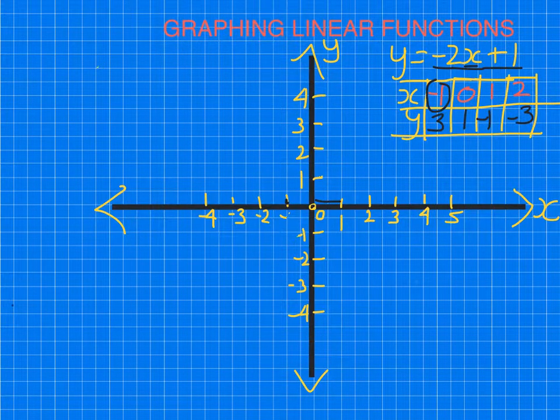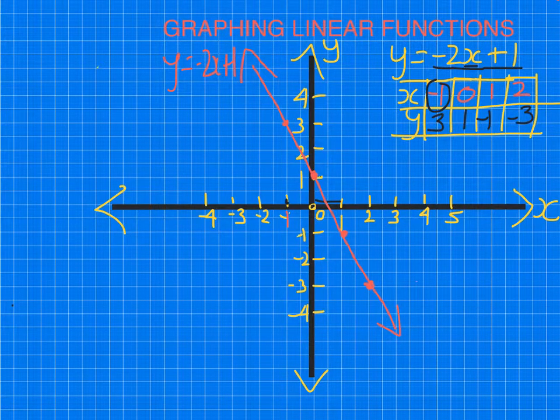So I'm going to plot these points. So x is minus 1 is here, up to y equals 3. Then x is 0, y equals 1. x is 1, y is minus 1. Make sure you're always getting your x's and y's the right way around. And x is 2, y is minus 3. They should all lie in a straight line. That's what makes this linear. Okay? So that here is the line y equals minus 2x plus 1.